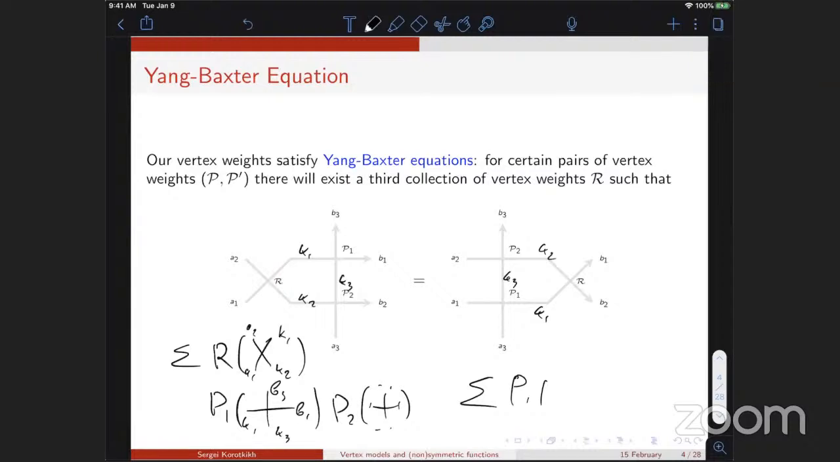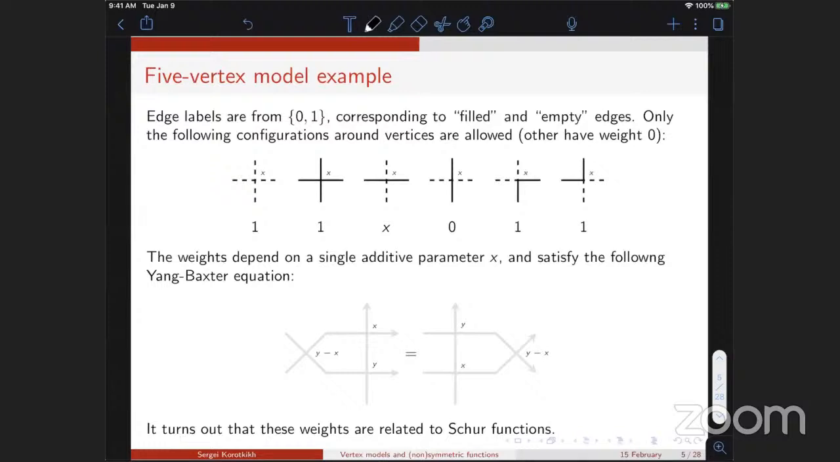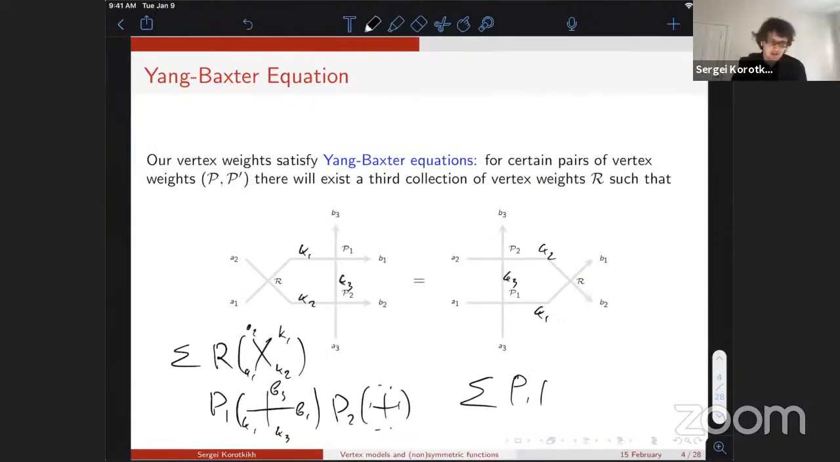So let me give you an example. Do you have different weights at each vertex? Yes, the weights might be different. Generally, these vertex weights will be very similar to each other, but will have some different parameters. So let me tell you a simple example of what I mean by all this general formalism. I hope it will be clearer what I mean by this Yang-Baxter equation.